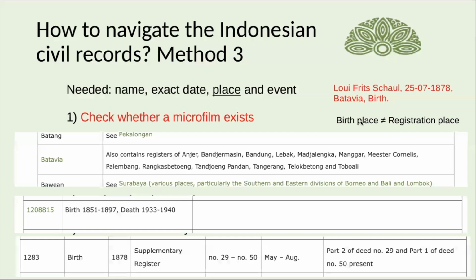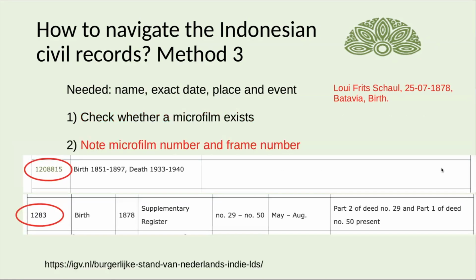It's also important that you have a name, an exact date, and a place. The place is the registration place, not always the place of birth. So if the person was born in a small desa, you should not look for the name of the desa or the small town. You have to look at the main place where the civil registration is, and under that place the registration will be recorded. So you have to note this microfilm number and frame number. In this case, this is the number, and this is the frame.